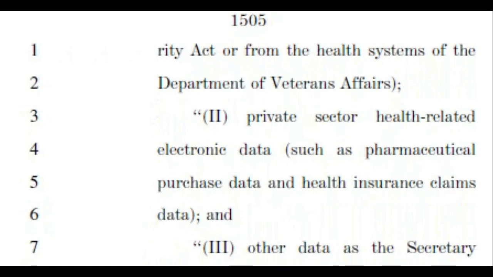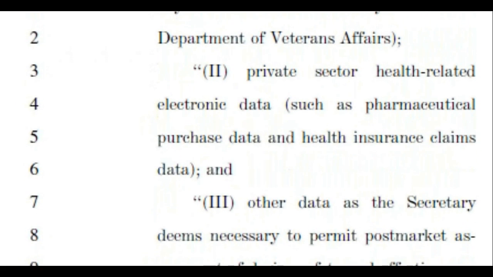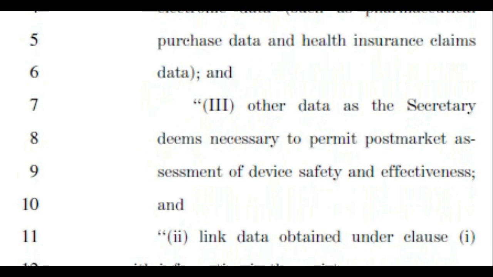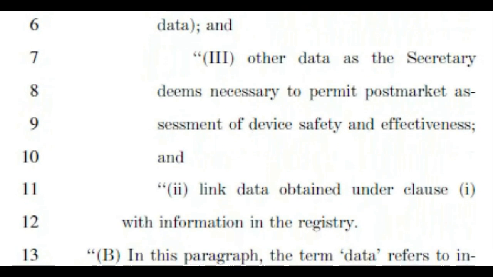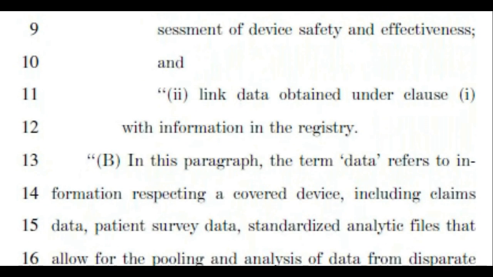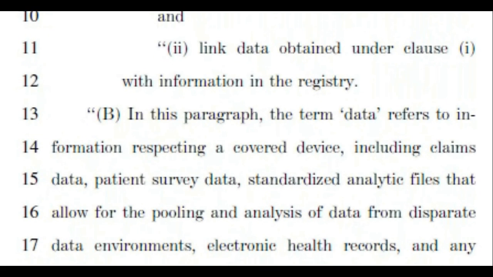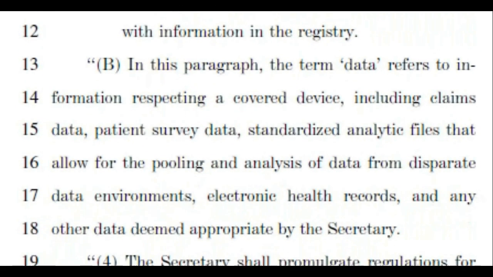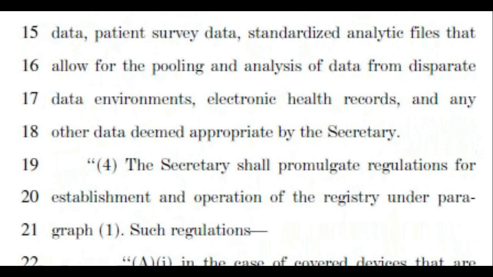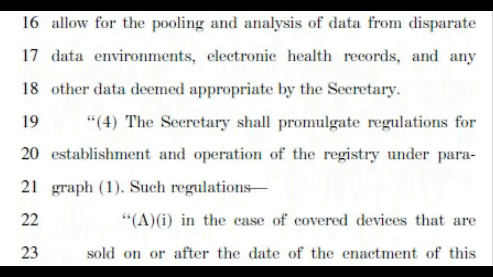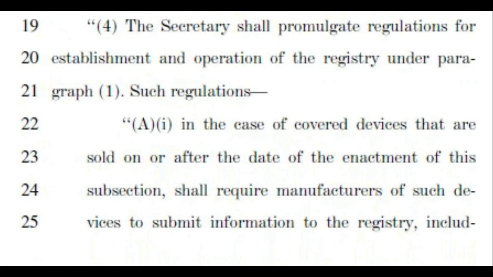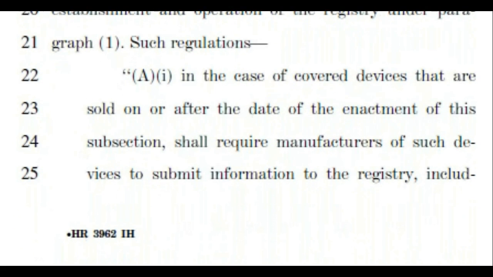The Secretary shall, in collaboration with public, academic, and private entities, develop methods to obtain access to disparate sources of patient safety and outcomes data, including (i) federal health-related electronic data, such as data from the Medicare program under title XVIII of the Social Security Act or from the health systems of the Department of Veterans Affairs; (ii) private sector health-related electronic data, such as pharmaceutical purchase data and health insurance claims data; and (iii) other data, as the Secretary deems necessary to permit post-market assessment of device safety and effectiveness, and link data obtained under clauses (i) through (iii) with information in the registry.